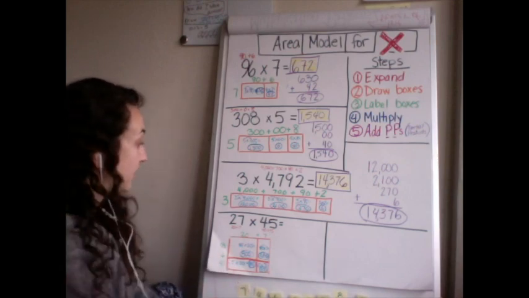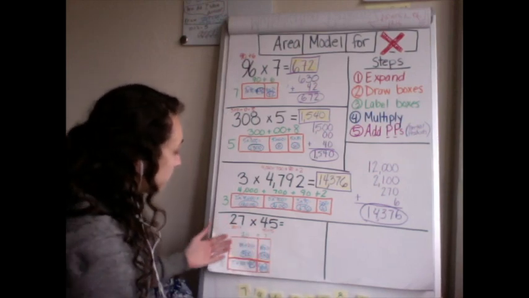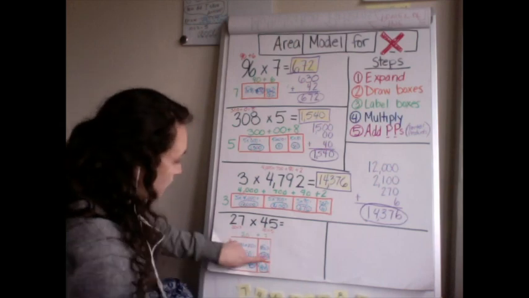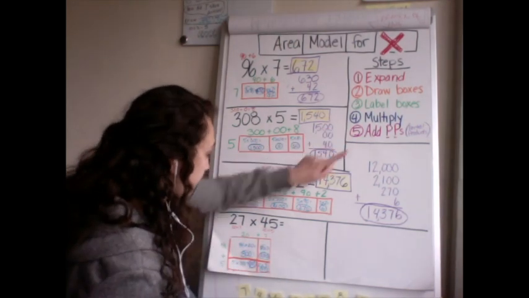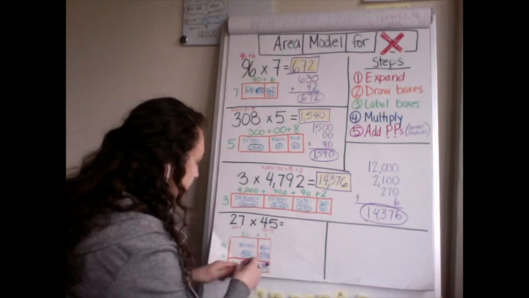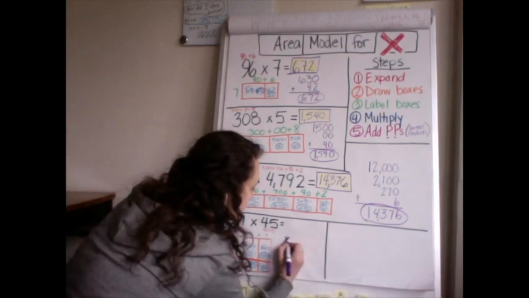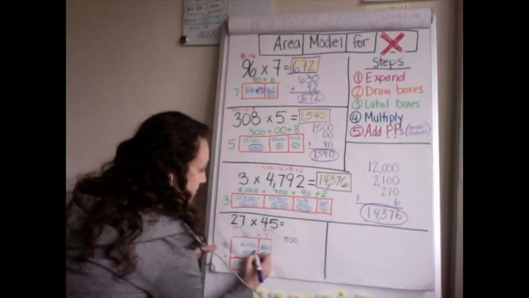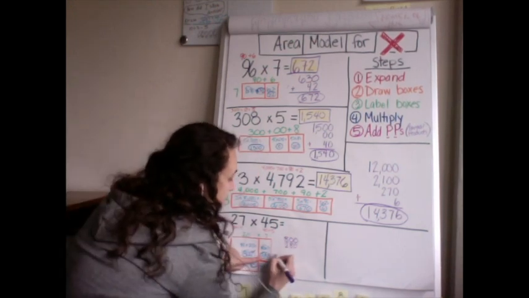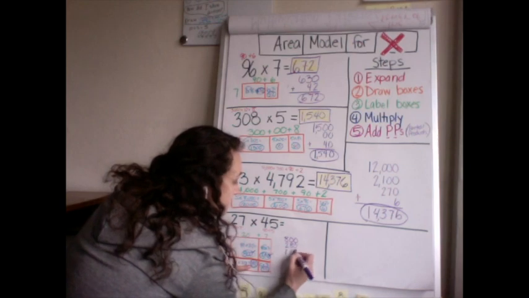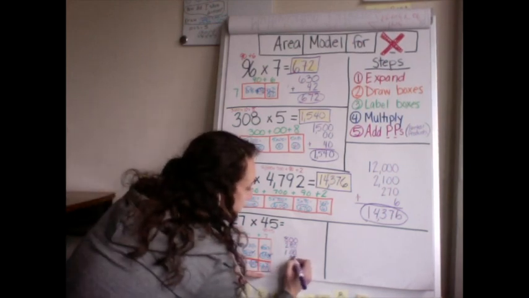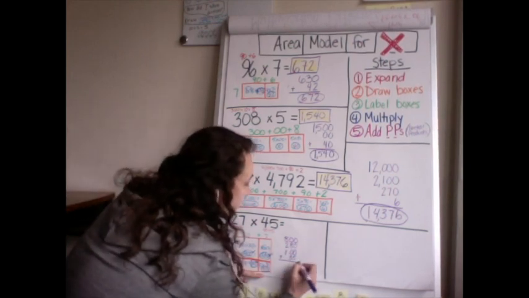Now instead of having just 1 or 2 or 3, I have 4 partial products: 1, 2, 3, 4. Step 5, add partial products. I'm going to be writing just a little bit smaller so it fits. So 800, I got that one, plus 280, plus 100, plus 35. Noticing that I'm aligning my place values.